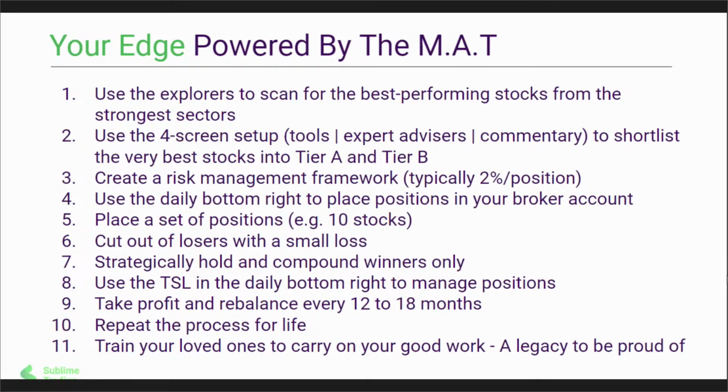Okay, so your edge. I'm going to say this again, guys. If you cannot define your edge, you don't have one. And if you don't have an edge, you will get eaten by someone who does. You must have an edge. The Market Advantage Toolkit is your edge. You use the explorers to scan for the best performing stocks from the strongest sectors. Use the 4-screen setup that includes the tools, the expert advisors, and the commentary to shortlist the very best stocks into Tier A and Tier B. I alluded to that earlier. Tier B for phase 3, Tier A for phase 4.